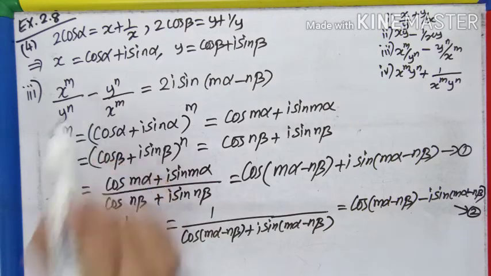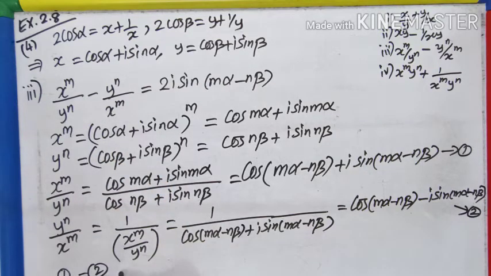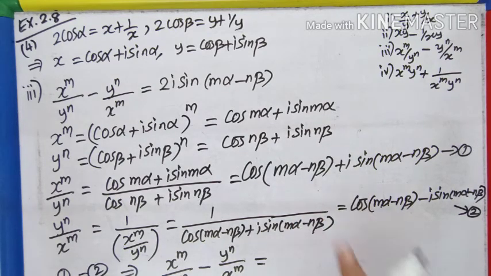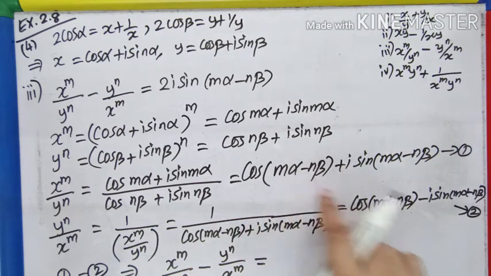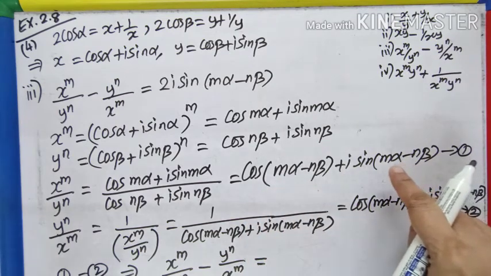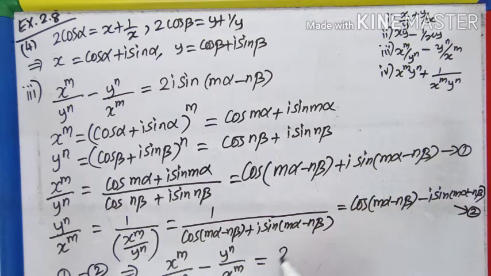My question is subtraction. So 1 minus 2 implies. What is 1 actually? x power m by y power n. And what is 2? y power n by x power m. And I need to subtract. That is equal to, when I subtract, cos and cos will get cancelled. i sine, minus of minus means plus. Earlier we did the same method. Cos and cos will get cancelled as I subtract. This is i sine plus i sine. So my answer is 2i sine m alpha minus n beta.